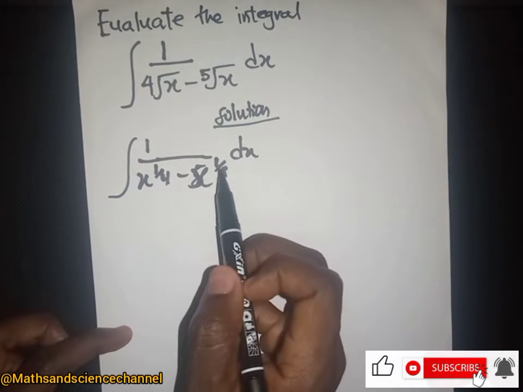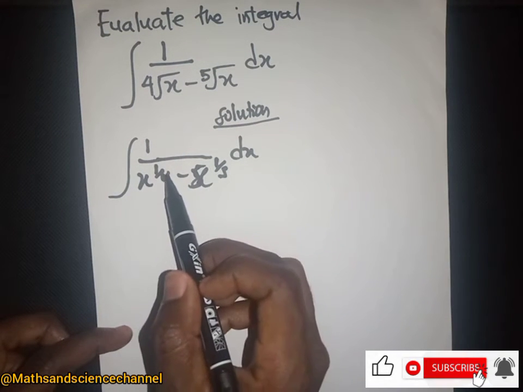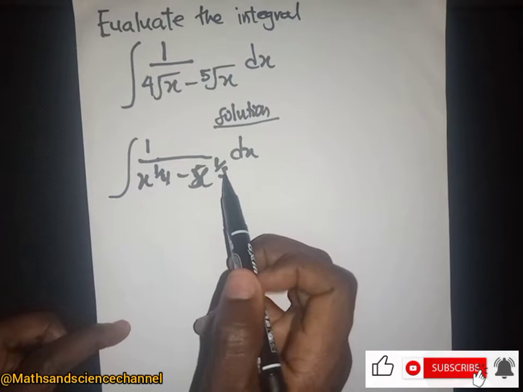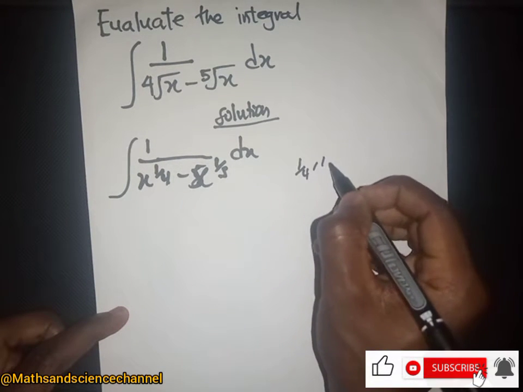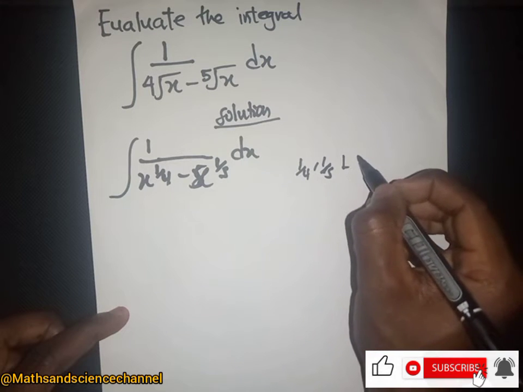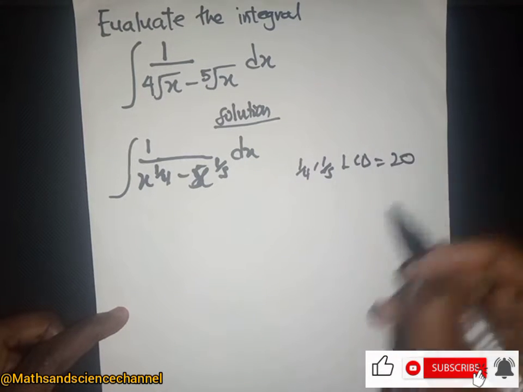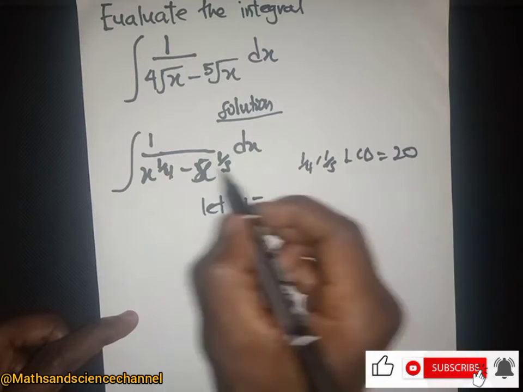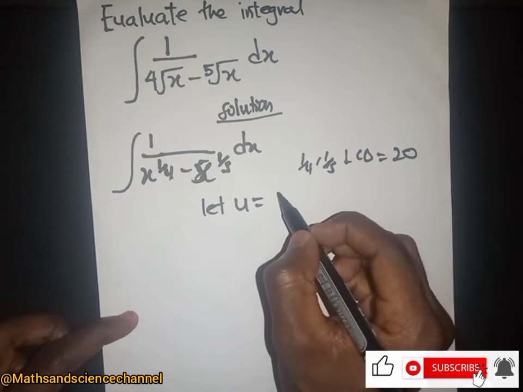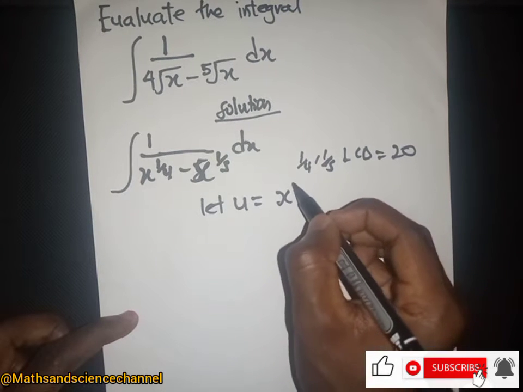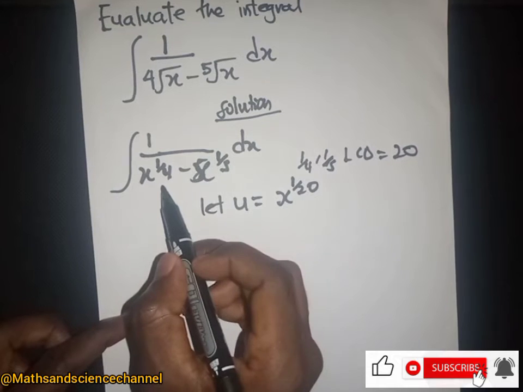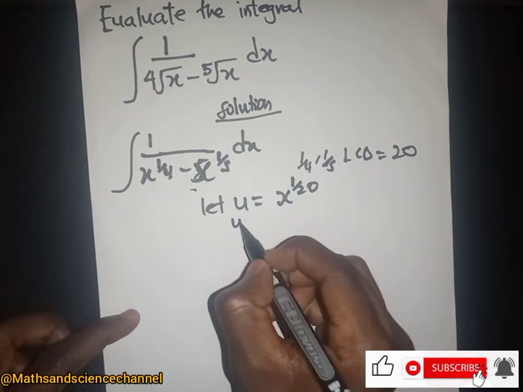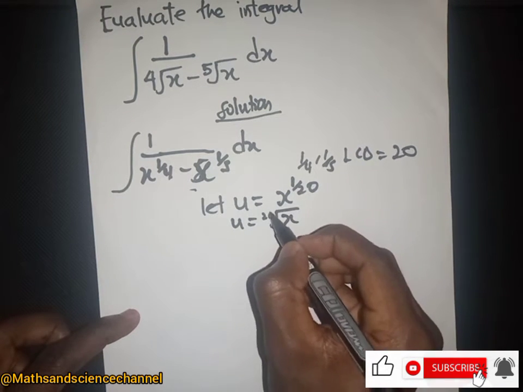Now if you look at the exponents here, what we can do is take the lowest common denominator of the exponents, 1 over 4 and 1 over 5, which is just 20, right? So we are going to let u be equal to x to the power 1 over 20, and that is just like finding the LCM. Now since we have this u, we can write it as the 20th root of x.